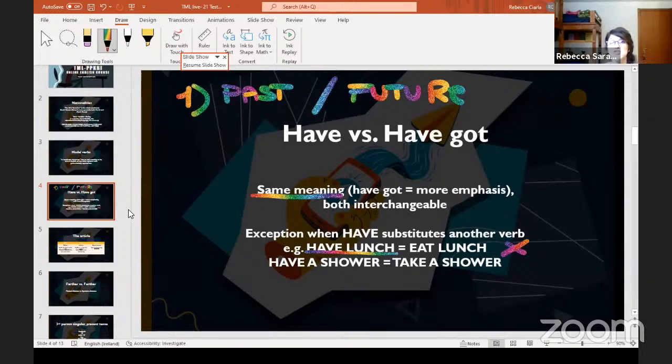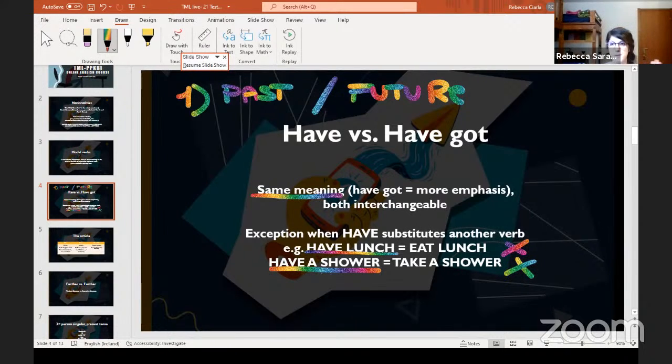Same for something like have a shower. Have a shower is another way to say take a shower. If you say I've got a shower, it means that you have the facility, you have a shower in your bathroom. But if you say that you're gonna have a shower, or you just had a shower earlier, that means that you actually were under the water and you washed yourself, right? So in these circumstances, you can only use have because have means something else in this context.